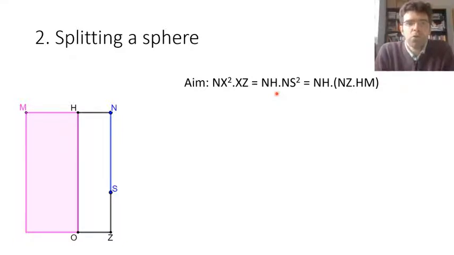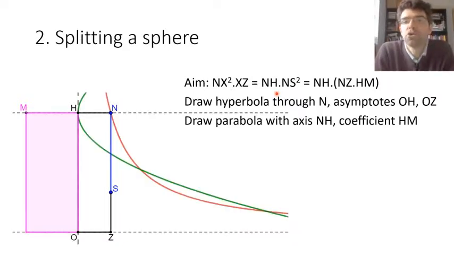So we use OH and OZ extended as the asymptotes and draw the hyperbola with those asymptotes that passes through N. There is only one. And then we imagine a family of parabolas that pass through H and have HN as their axis of symmetry. And we use HM as the coefficient, so the value of the square of the vertical distance of a point from the axis to the horizontal distance of the point from OH.